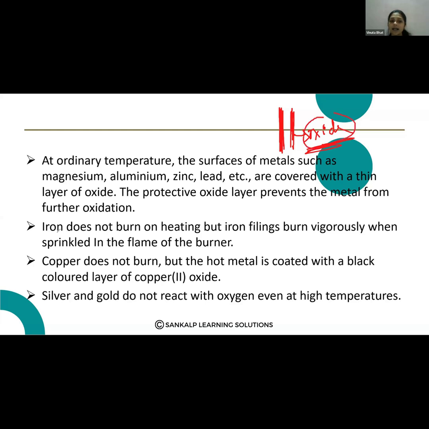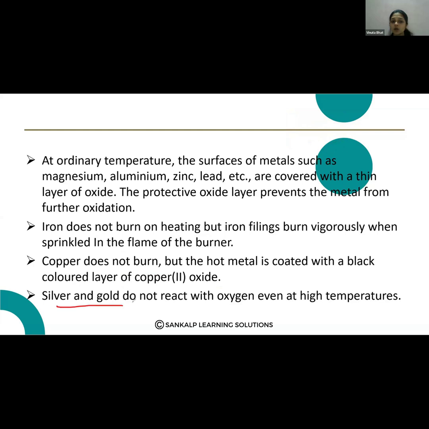Iron does not burn on heating, but iron filings burn vigorously when sprinkled in the flame of a burner. And one more thing, copper does not burn, but the hot metal is coated with a black colored layer that is called copper oxide. Copper also does not burn, but it forms another form, and that is called copper oxide. Okay, so that is the answer.